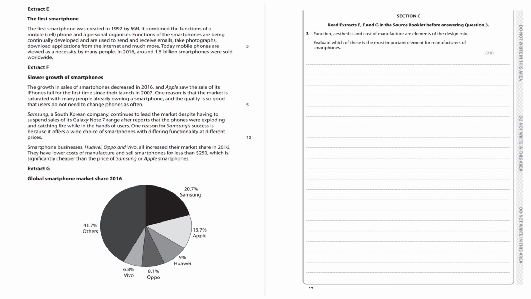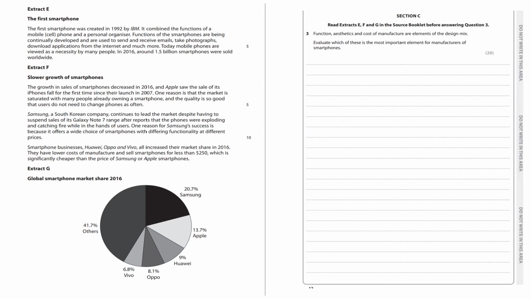The growth in sales of smartphones decreased in 2016, and Apple saw the sale of its iPhones fall for the first time since their launch in 2007. One reason is that the market is saturated with many people already owning a smartphone, and the quality is so good that users do not need to change phones as often.